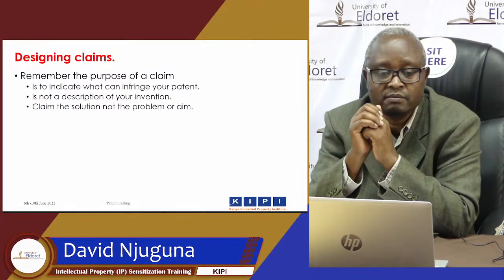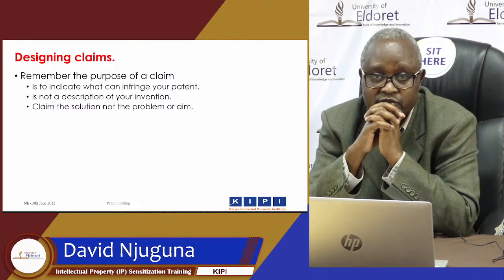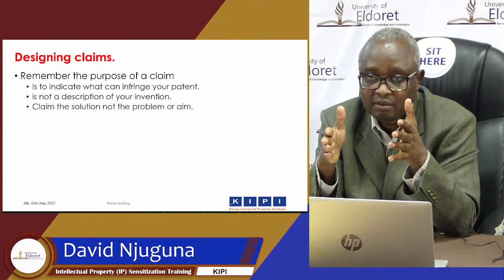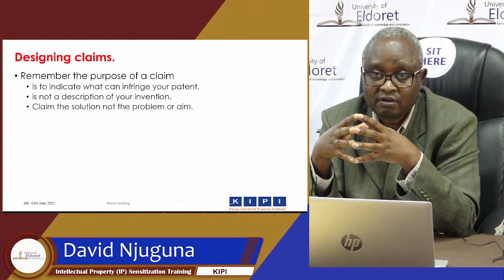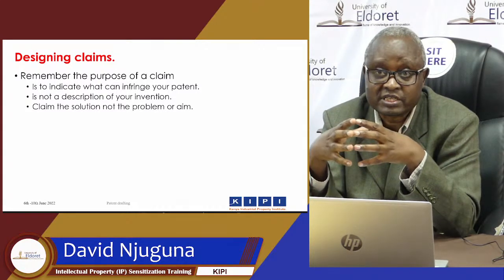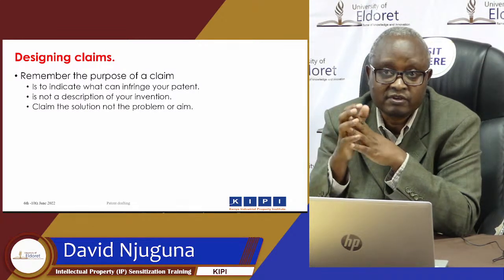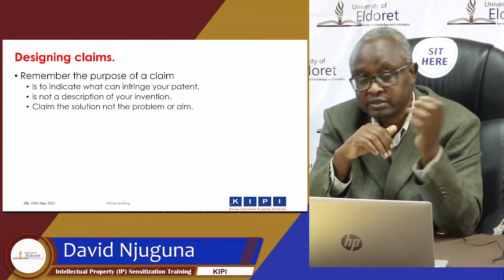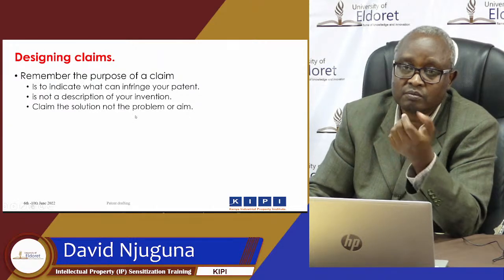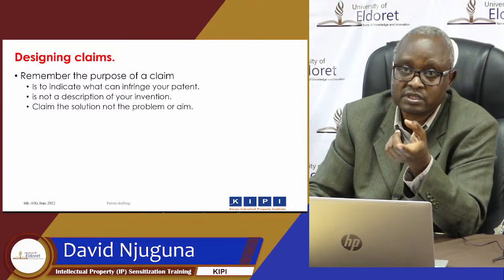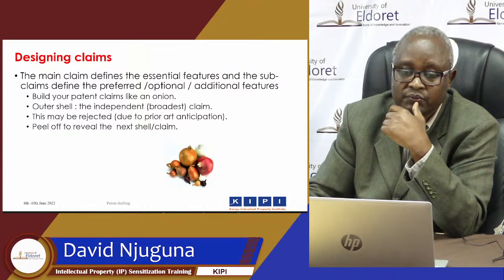Remember, the purpose of a claim is to indicate what can infringe your patent. When you're drafting your claim, you are looking at what can infringe, so that you get protection against infringement. It's not a description of the invention, because the description is elsewhere, in the detailed description. You claim the solution, not the problem or the aim. The solution is in terms of the features of those elements that you put through.